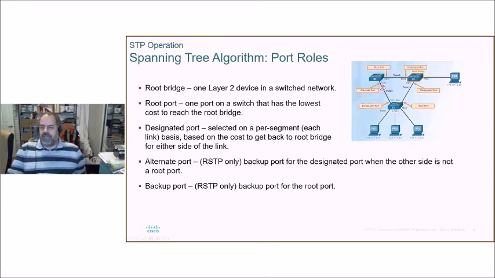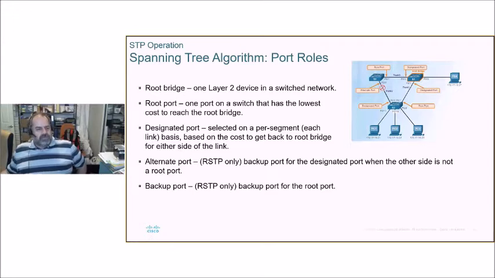And so in this case, this is the root port for switch 2 because that's the quickest way to switch 1, which is the root bridge. And here it has a root port because that is the quickest way. And so a designated port is selected on a per segment basis based on the cost to get back to the root bridge for either side of the link. And so as you can see here, the designated port here is active, and so away it'll roll.